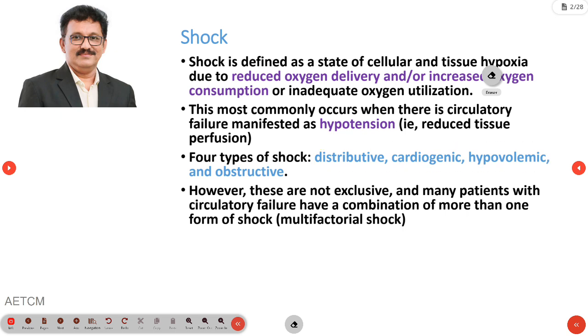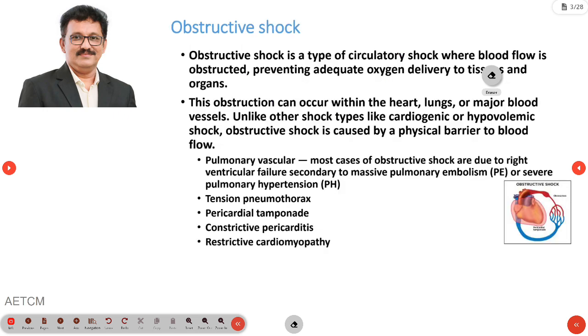In the same patient you can have, for example in sepsis, hypovolemic shock, distributive shock, and if the patient develops cardiac failure, you can have cardiogenic shock also. Now obstructive shock is mainly due to a block in the circulation, like pulmonary embolism. That is the most important cause for obstructive shock. Then tension pneumothorax. I am not going into the details of all these things because we are going to manage the shock.